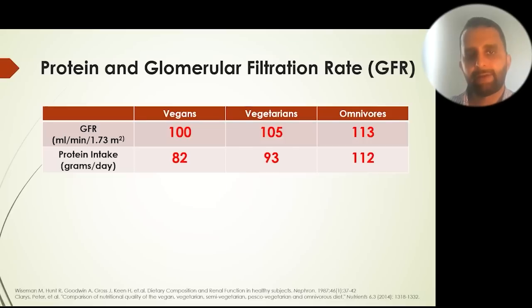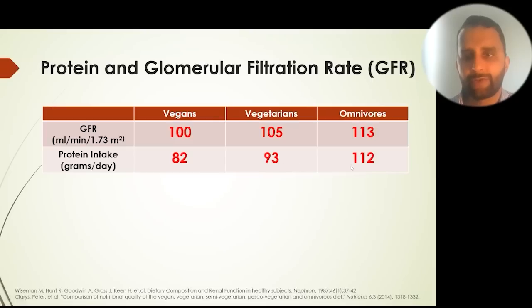But what happens with the kidney is that the GFR, which is the function of the kidney, increases as you take in more protein. That could be interpreted as a good thing. However, this increase is not reflective that the kidney is healthier. In fact, the kidney is just working harder to help excrete some of the breakdown and metabolic products of the protein. So you can see that the GFR, which roughly correlates to percent kidney function, starts out at 100 for those who are vegan, increases to 105 for vegetarians, and goes up to 113 for omnivores.